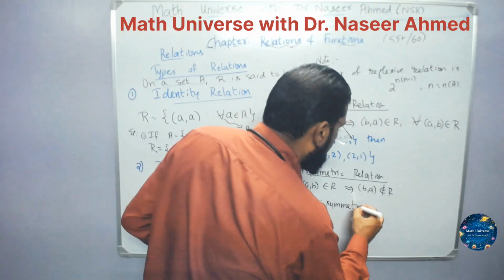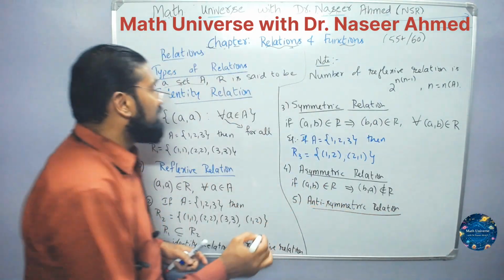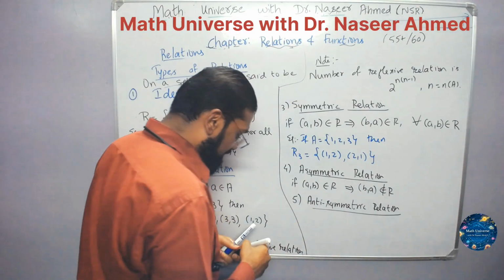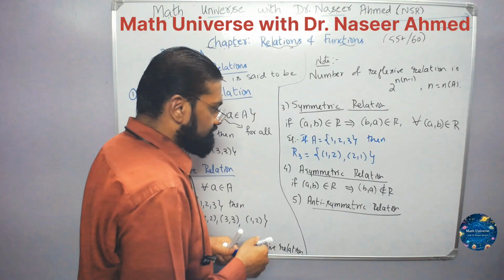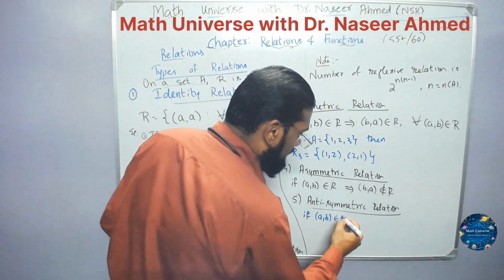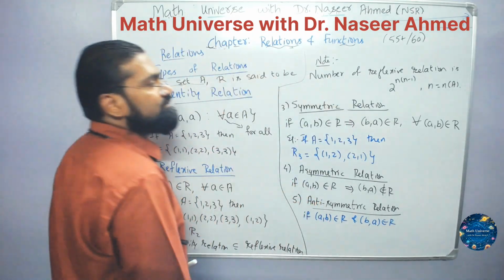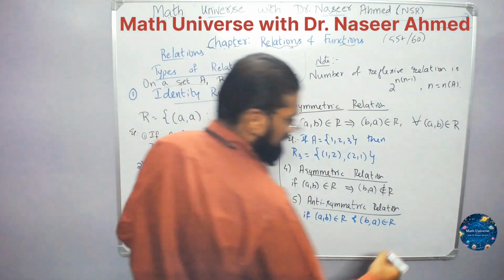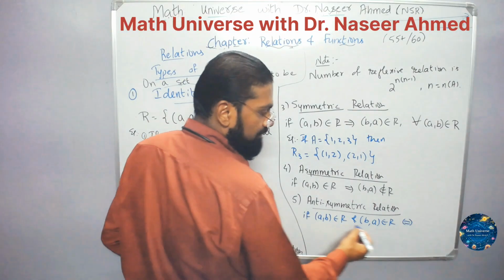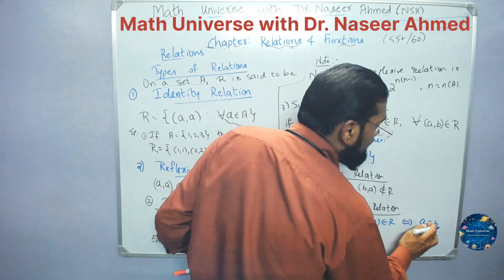What is this anti-symmetric relation? A relation R on a set A is said to be an anti-symmetric relation if A comma B belongs to R and B comma A also belongs to R. It is going like a symmetric relation, but this should imply a double implication: when A comma B and B comma A are there, these two elements should be what? Same.